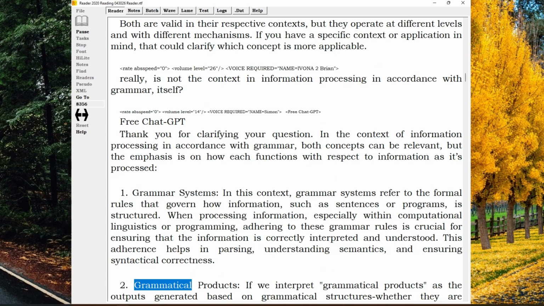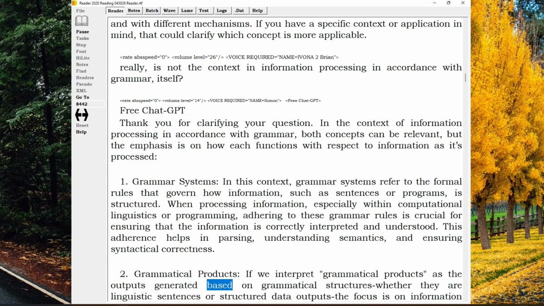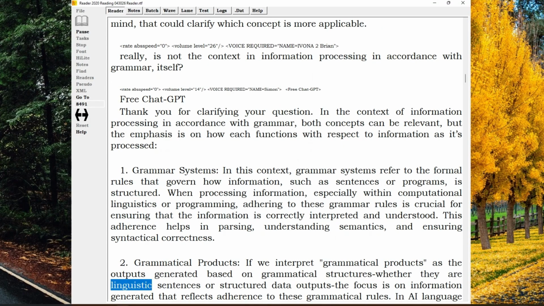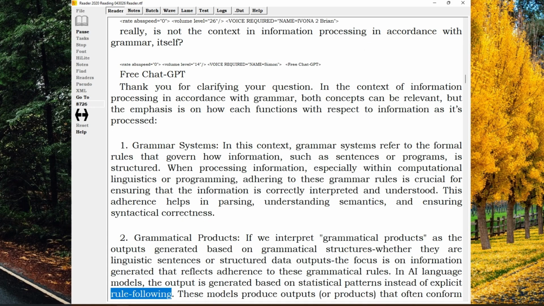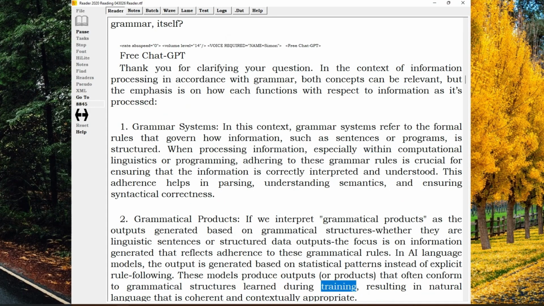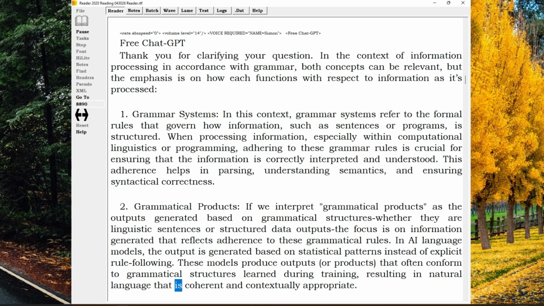2. Grammatical products. If we interpret grammatical products as the outputs generated based on grammatical structures, whether they are linguistic sentences or structured data outputs, the focus is on information generated that reflects adherence to these grammatical rules. In AI language models, the output is generated based on statistical patterns instead of explicit rule following. These models produce outputs, or products, that often conform to grammatical structures learned during training, resulting in natural language that is coherent and contextually appropriate.